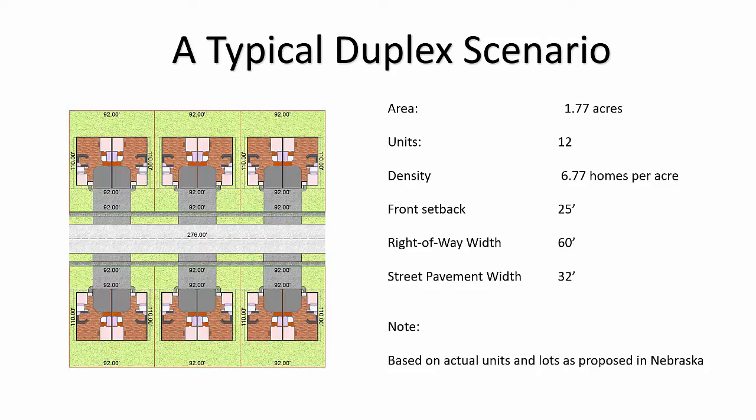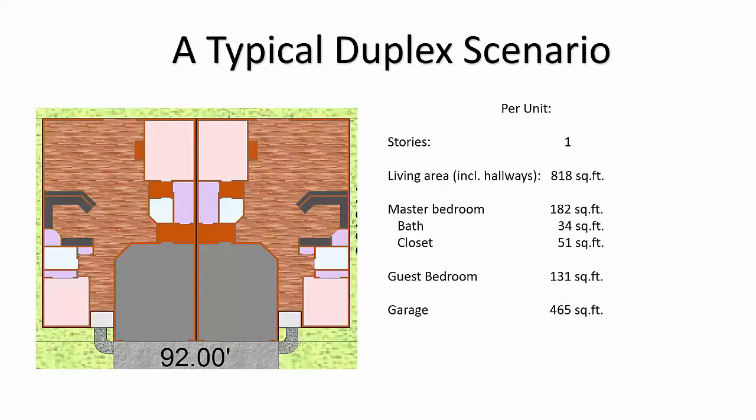Typical on a 60-foot right of way, 32-foot pavement, 25-foot setbacks, very typical of the Midwest. We intentionally used one of the better duplexes that we felt, instead of a narrower or less functional one and higher density. We thought this was a good example of one of the better examples. Fairly decent living area, and this is how the square footages break down in this unit.